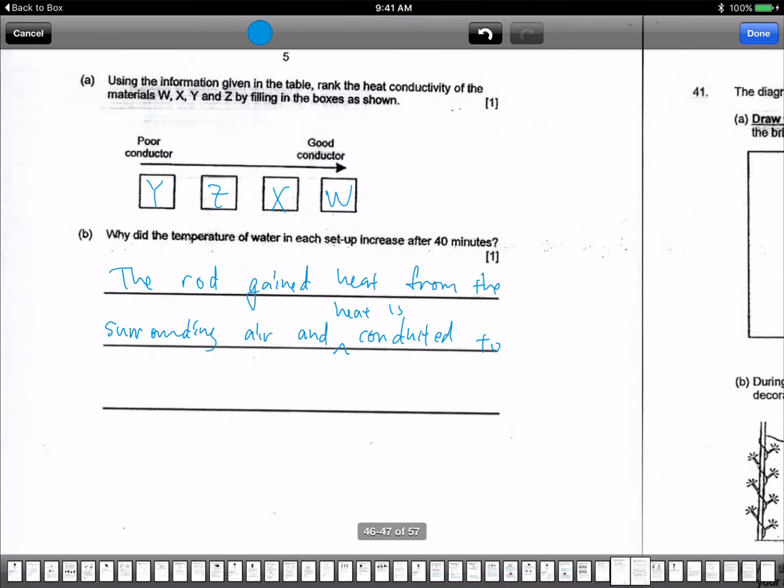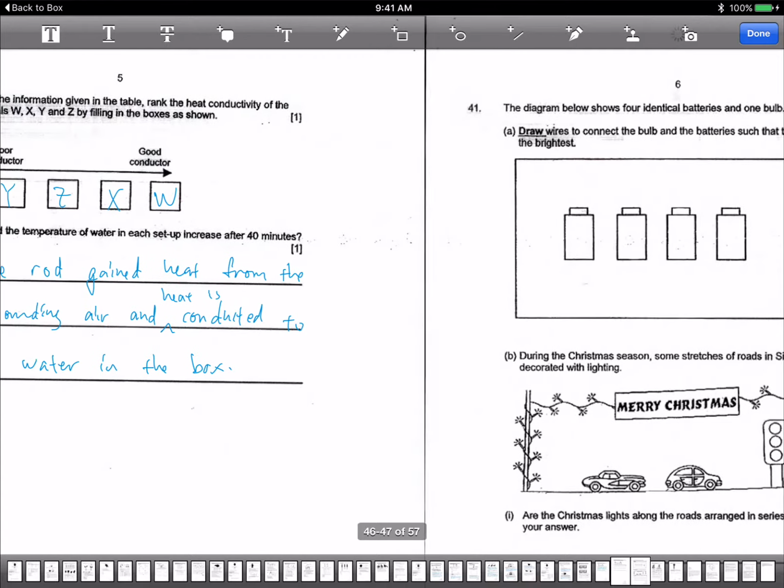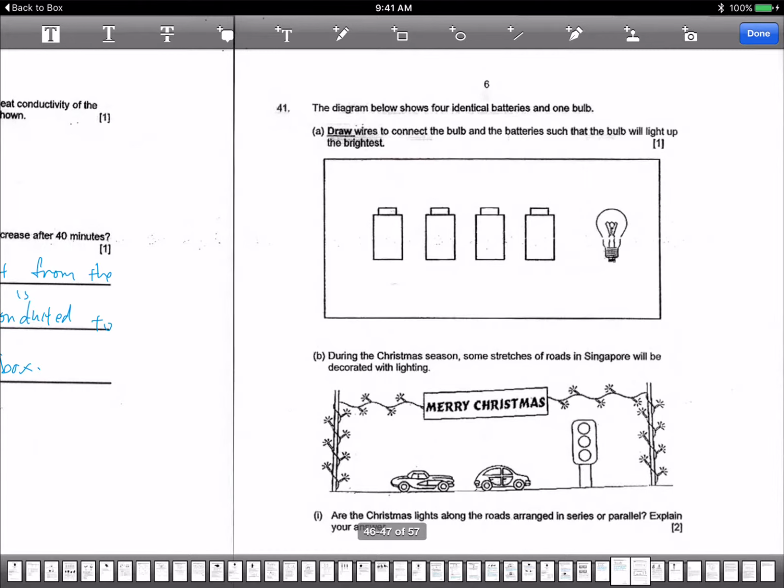To the water in the box. Right? Next. And he is connected to the water in the box. Okay, next I'll draw for you.